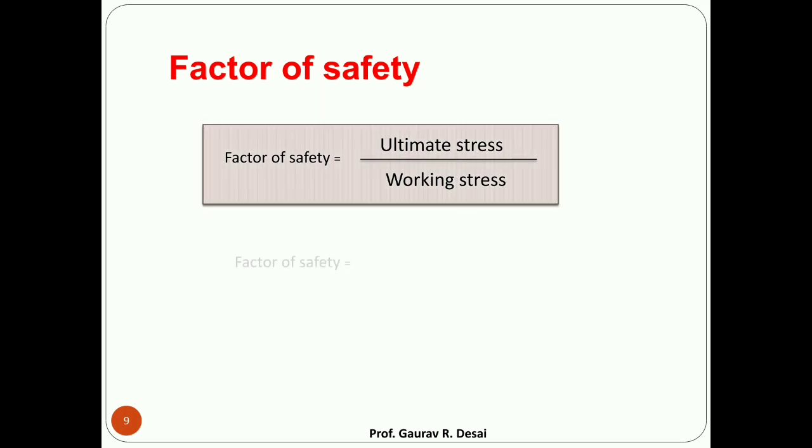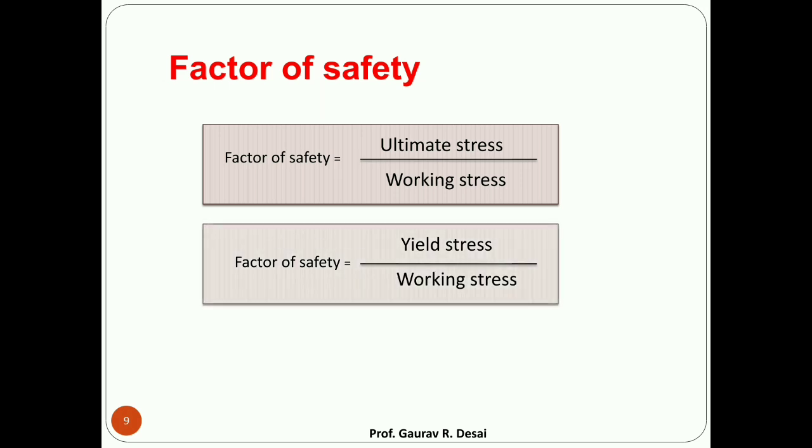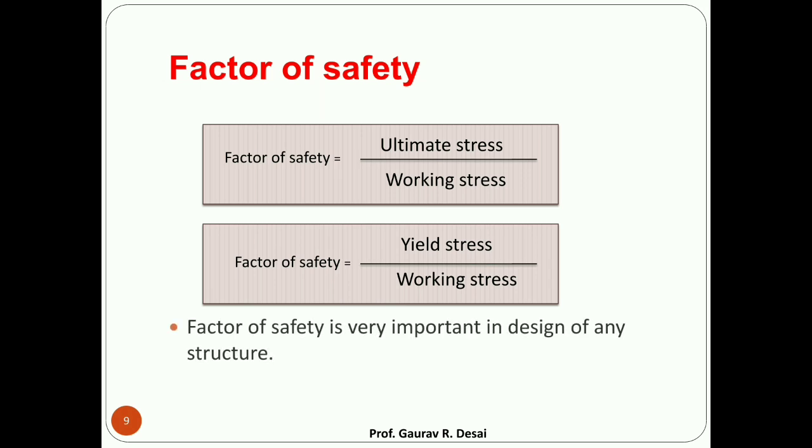Also factor of safety is defined by another formula, which is yield stress divided by working stress. So whatever amount of yielding that will be occurring, it will be also equal to yield stress upon working stress, which will give us the factor of safety. So in design of residential buildings to resist accidental loads, sufficient reserve strength is required to be ensured, which is carried out by taking a suitable factor which is called the factor of safety.